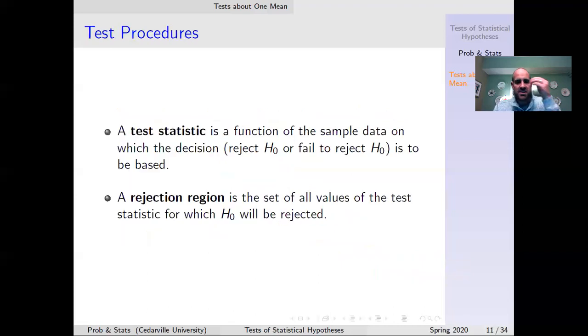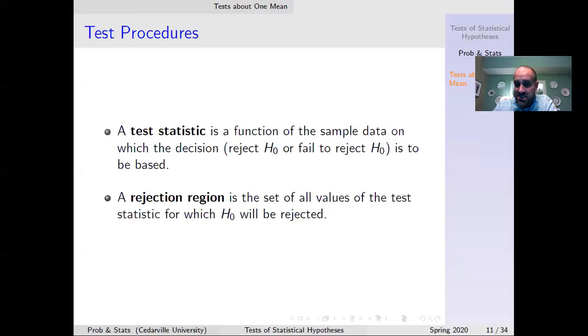So a test statistic is a function of the sample data on which the decision to reject the null or fail to reject the null is to be based. The test statistic might be X bar, the sample mean. And it will be X bar if indeed we're trying to formulate a hypothesis based on the population mean, which makes sense that the sample mean would be involved. And in all likelihood, the sample standard deviation would be involved also, because we would probably try to convert things to z-scores.